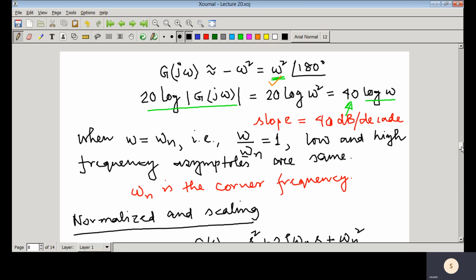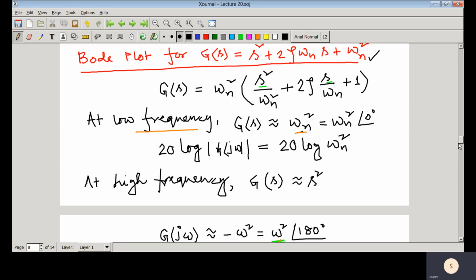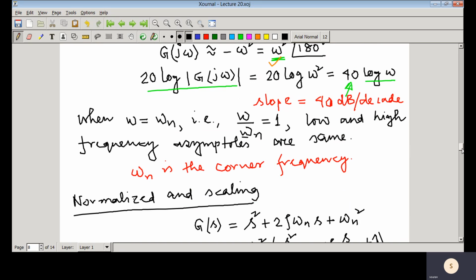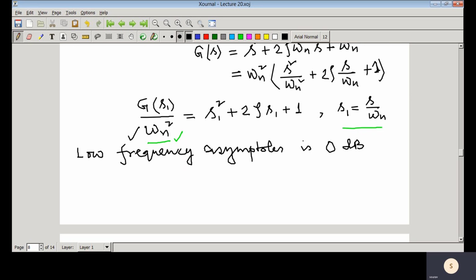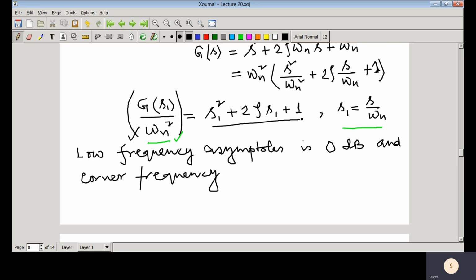In the previous case, the low frequency asymptote was 20 log omega n square. Now if we divide by omega n square, basically that would be 20 log 1, so that would be 0. Here we have divided by omega n square and we are taking 20 log of the whole thing. So the low frequency asymptote is 0 dB and the corner frequency, for this particular case, is coming as 1.